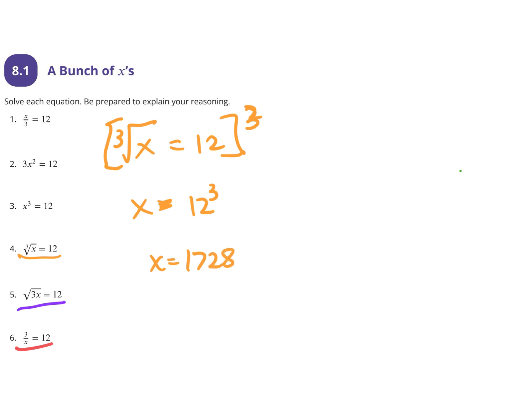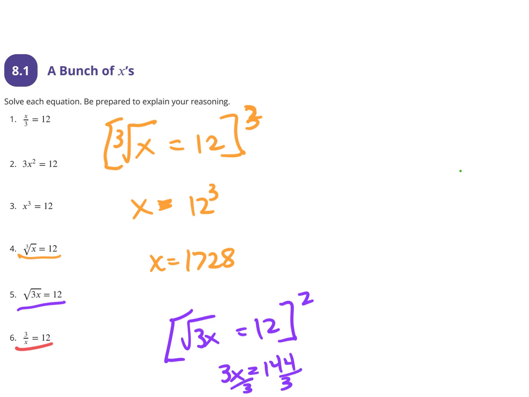Okay. Now, the square root of 3x equals 12. The 3x is under the radical symbol. To get rid of a square root, you square both sides. 3x equals 144. Then you divide by 3 on both sides, and x will equal 48.